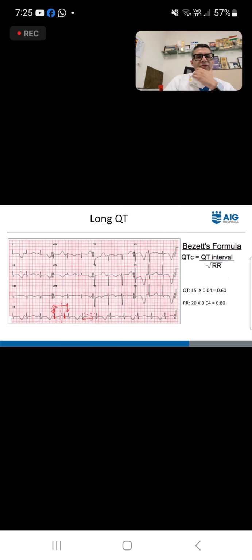Then RR interval is 20. We mentioned here, you can see here, this is 1, 2, 3, 4. Okay, so 4 large squares is the RR interval. So 20 into 0.04 is 0.8.